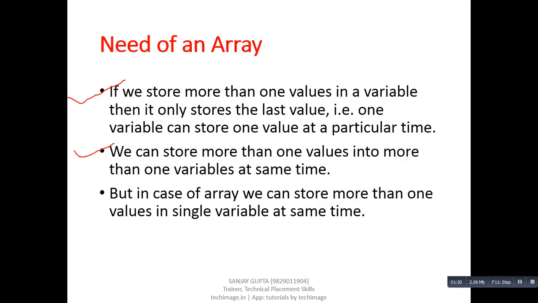If we want to store more than one value, then we can declare more than one variable. So this statement says we can store more than one value into more than one variable at the same time. But the problem is if we have several values, we have to declare several variables. So if we want to reduce the number of variables, then we can go for the third point, which says in case of an array, we can store more than one value in a single variable at the same time. So if we compare all these three statements, the third statement is beneficial because here we are using only one variable to store more than one element.